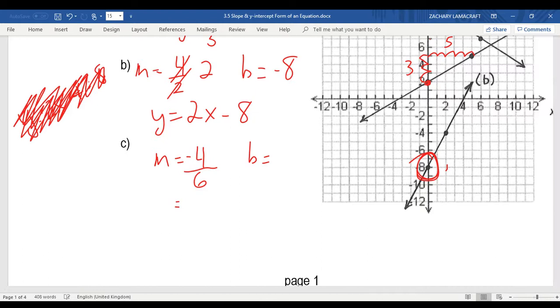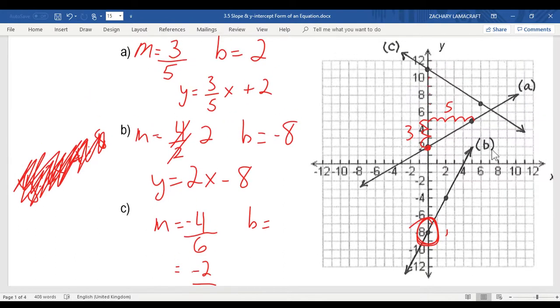So we can divide both of those by 2, right? And put them in simpler terms. So it'd be -2/3. Always do that, guys. That's just a really good habit to get into. And then I'll scroll back up.